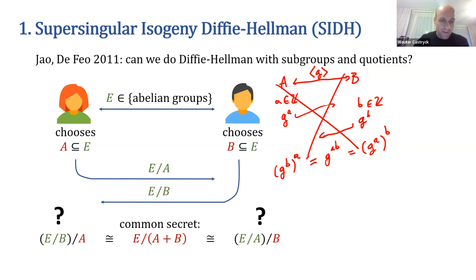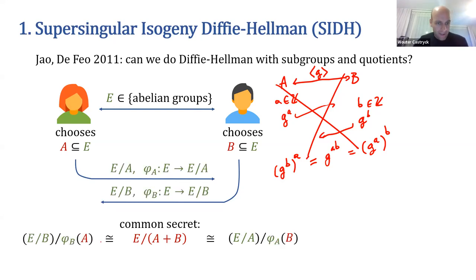You have to somehow tell Alice how she can view A as a subgroup of E modulo B. So you have to give these quotient maps along with these quotients. Alice has to send this quotient map to Bob. Yeah, and then this allows Bob to view B as a subgroup of E modulo A, and the same for Bob. So he has to send his quotient map. And now Alice can view her own secret group A as a subgroup of E modulo B.